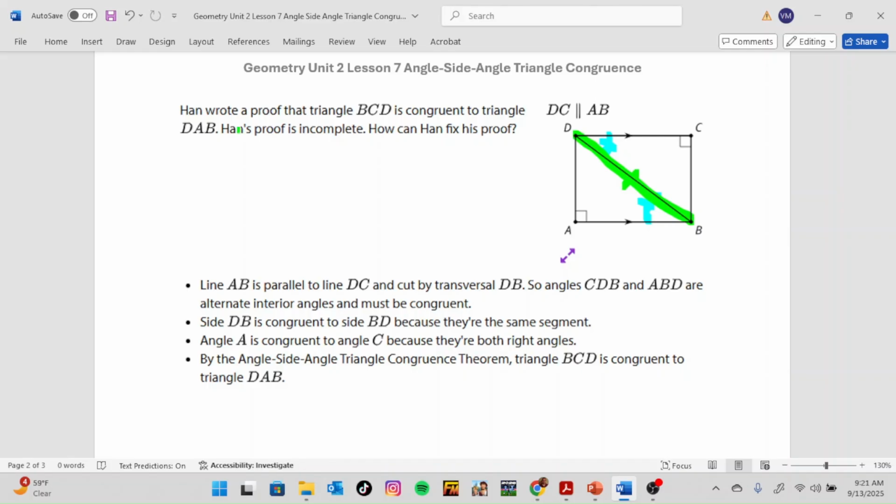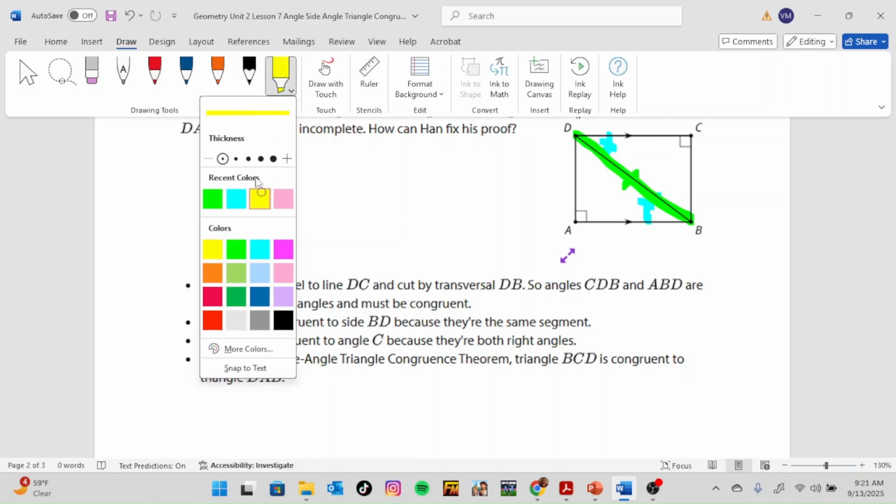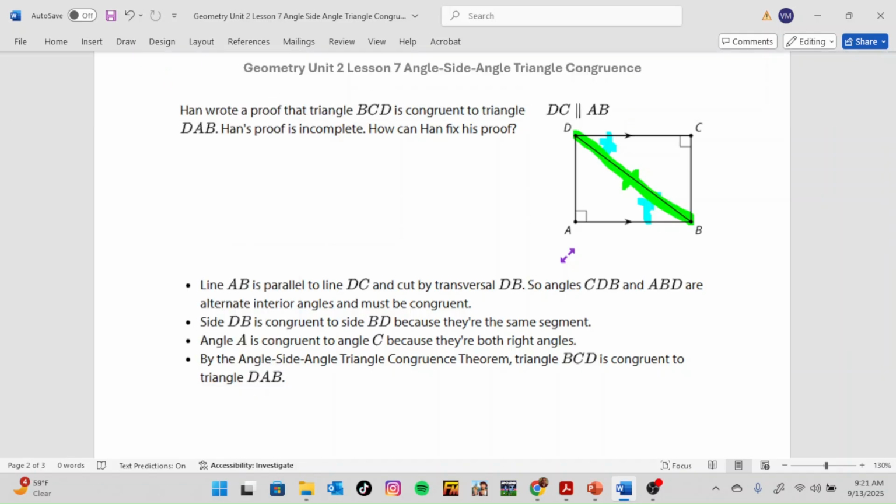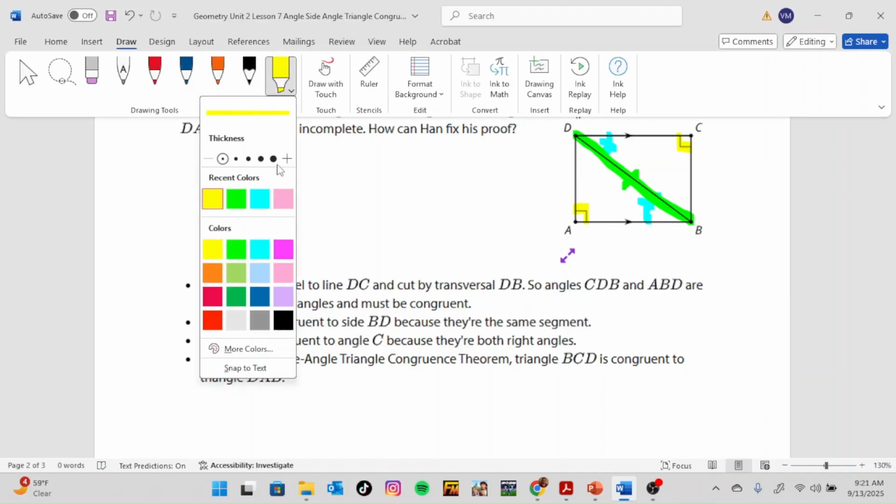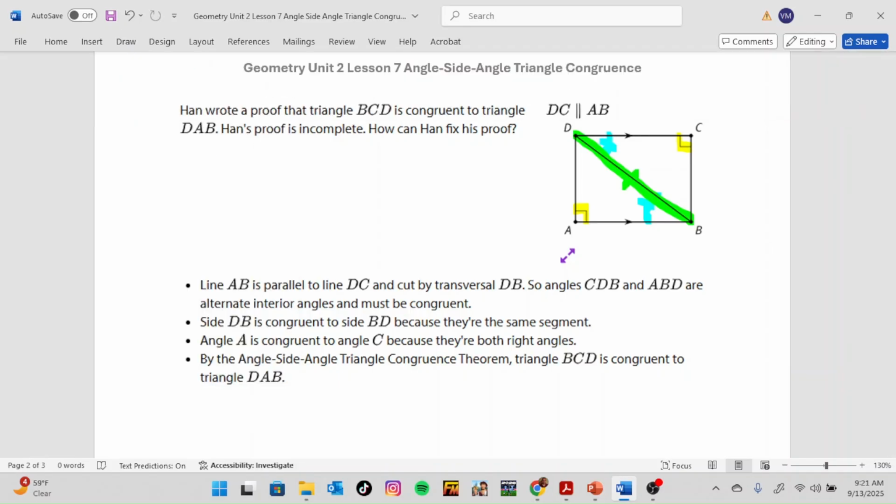So now we have an angle and we have a side. Next statement is that angle A is congruent to angle C because they are both right angles. So we're talking about this right angle and this right angle. He goes on to state, by the angle-side-angle triangle congruence theorem, triangle BCD is congruent to triangle DAB.